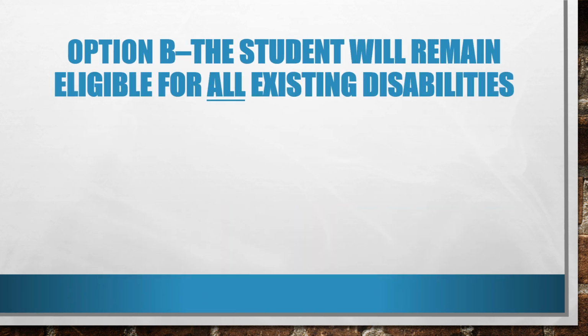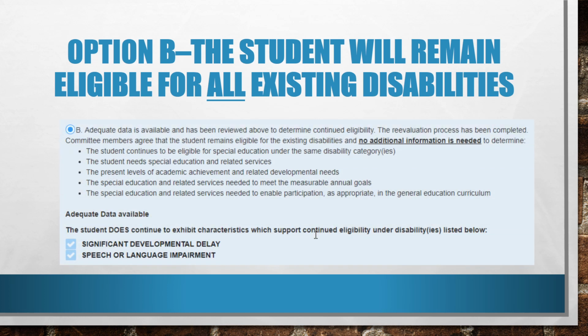Option B is a true continued eligibility based on data. This is not a waiver of eligibility, and this term should not be used. A continued eligibility states that the team review the data as indicated in the data review event and use data to determine that no additional information is needed and the student continues to qualify for services.